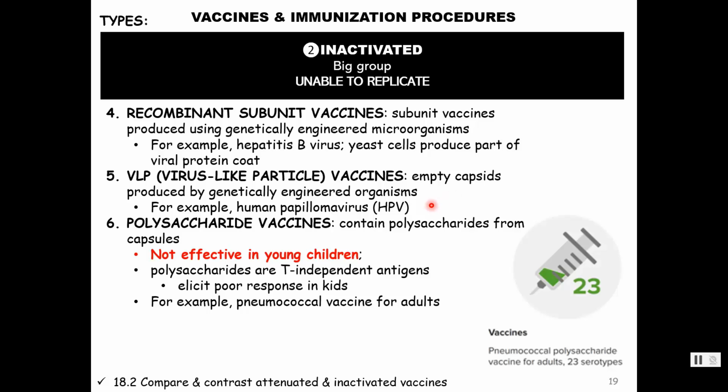Human papillomavirus, remember, causes genital warts. There's also what's called a polysaccharide vaccine, so many sugars. So it contains polysaccharides from capsules. These are going to be T-independent antigens. So this isn't a vaccine you would use in young children because there'd be a poor response, but it works perfectly well in adults. So that pneumococcal vaccine against pneumonia, that's advised for patients 50 years of age and older. And so it just has the polysaccharide vaccine. Usually that's a capsule against 23 different serotypes.